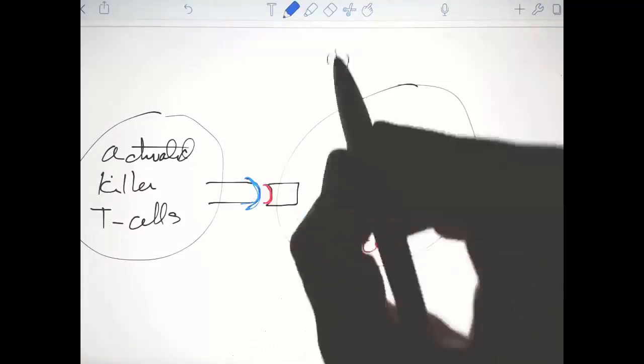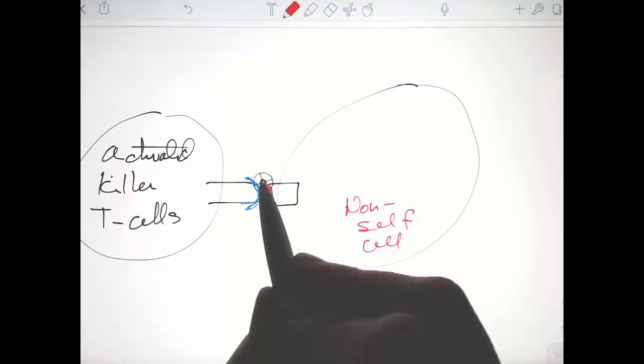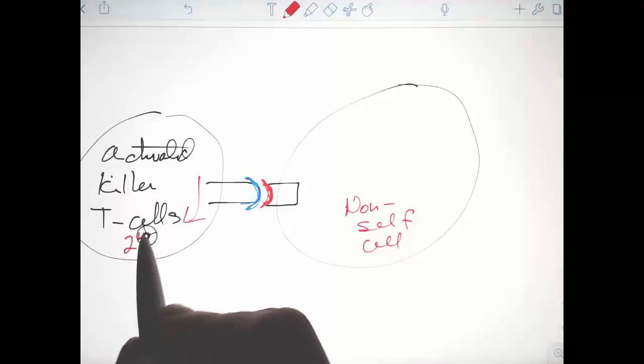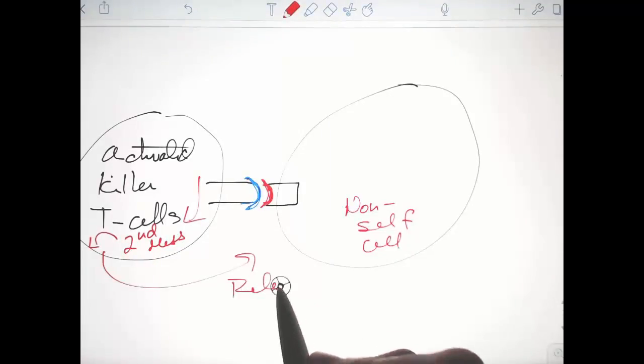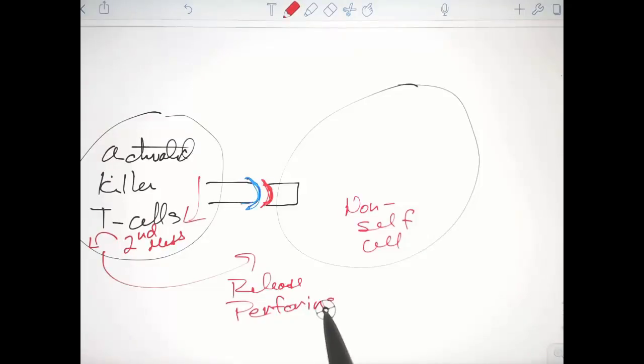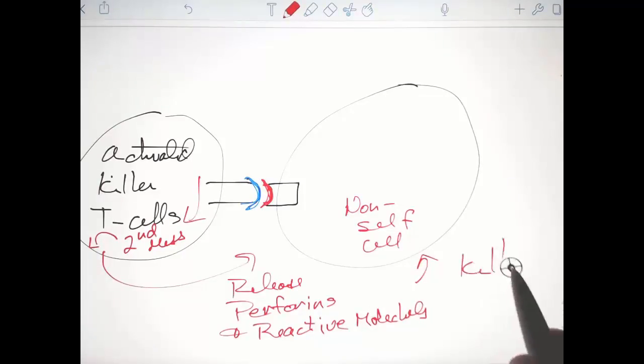And when they have a receptor that matches the shape, they release perforins that put holes in the non-self cell and reactive molecules, including reactive oxygens, and kill the non-self cells. And that's how transplants get rejected.